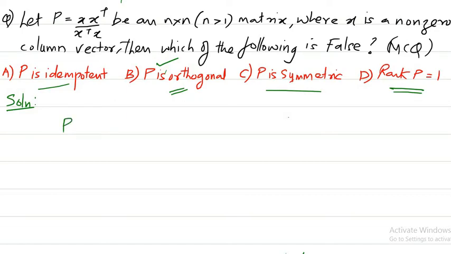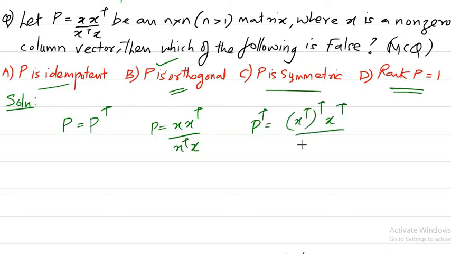So if P is symmetric, you know that P should be equal to P transpose, and what is your P? P is x x transpose by x transpose x. So this is your P, right? So what is P transpose? It is actually (x x transpose) whole transpose into 1 by x transpose x, because it's a constant. This part is basically a constant. So you can think like if you have a matrix A and I give you a matrix K times A, and if I ask you to find that transpose, you will simply write K times A transpose. Same thing I've written. My K is 1 by x transpose x.